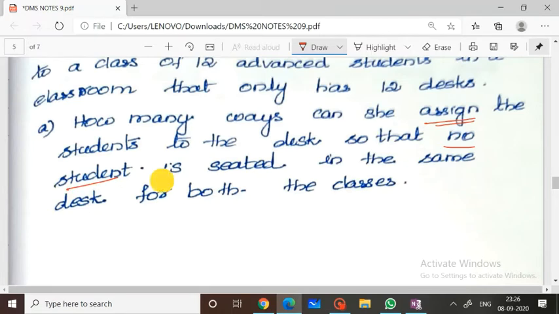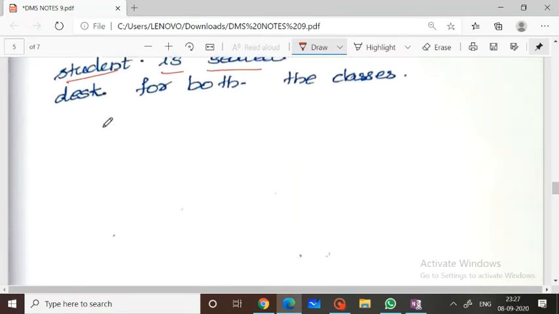No student is seated in the same desk. So therefore, how many ways can be assigned? The teacher can assign the students in how many ways? What are the number of ways to arrange the students? Totally how many ways are there? Out of the arrangements she has to select the arrangement. So how can she arrange, but how many ways are there? So therefore, first step, how will you write that here?